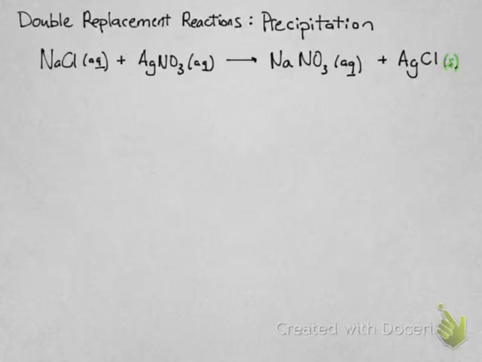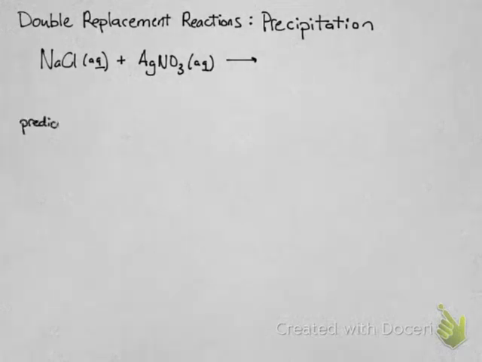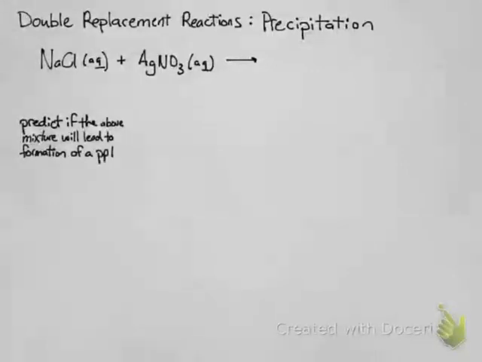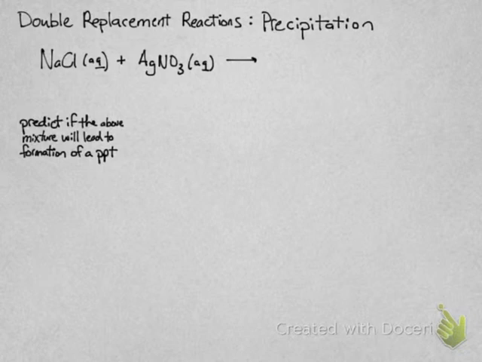So the solid, silver chloride, could have been predicted, and I'm going to show you a method for completing this reaction from reactants to products and then predicting that indeed silver chloride would have been a solid precipitate as a reactant. So let's predict if the above mixture will lead to formation of a precipitate. So let's say we don't know the outcome already. We're going to mix sodium chloride and silver nitrate. We want to know what's going to happen.